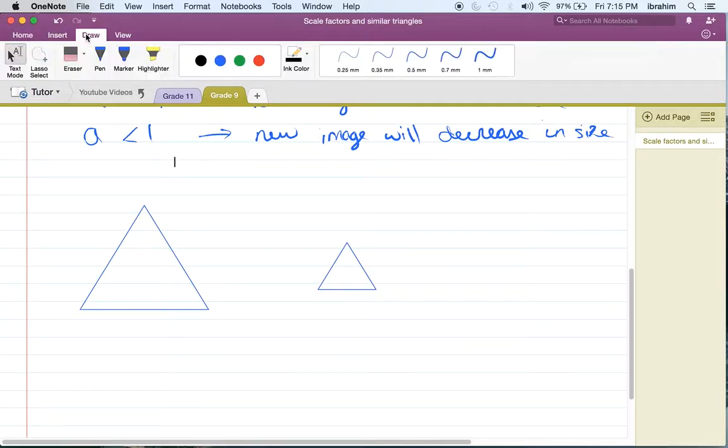In terms of the lengths, I'm going to put the following in. I'm going to say this one is 8, this one is 4, this one is my unknown, so this is what I'm solving for, and this one is 2.